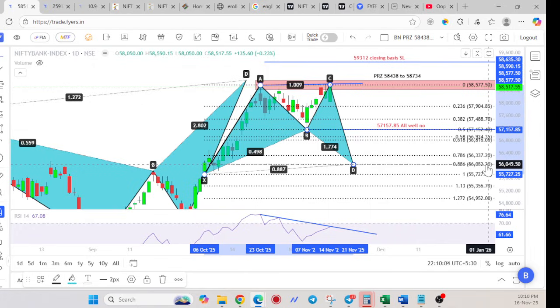What is the trading plan that we are talking about, right? What is the plan? So my plan is, I am shorting Nifty, I am shorting Bank Nifty. Nifty short with 26,105 as closing basis stop loss. Bank Nifty short with 59,312 as closing basis stop loss, and look for the targets I told you, right? For both Nifty and Bank Nifty.